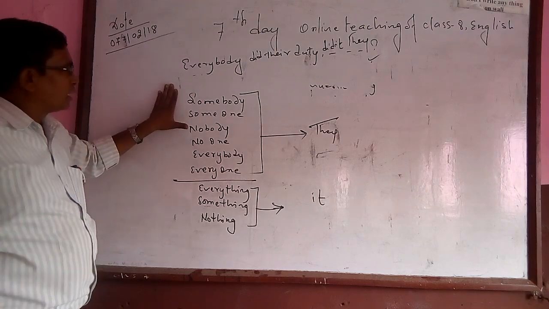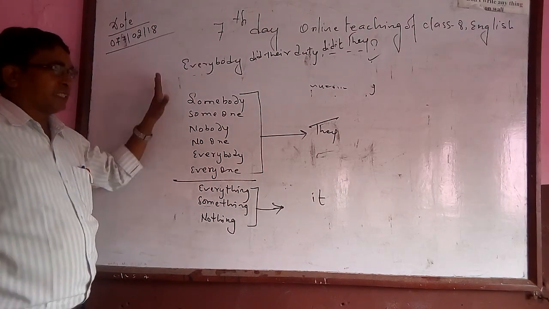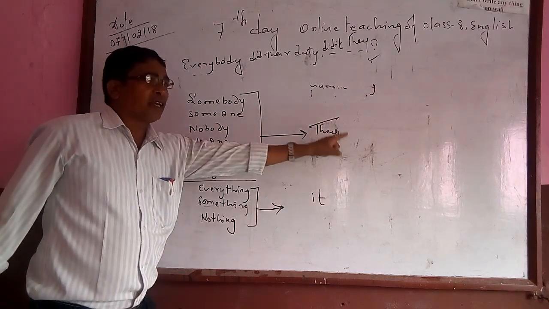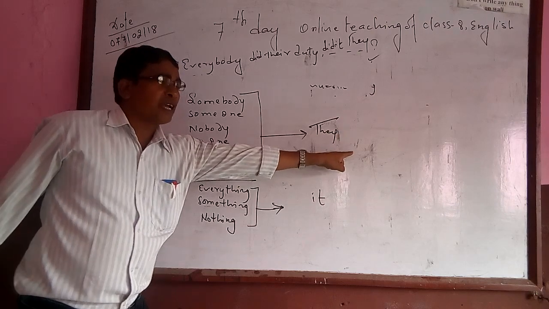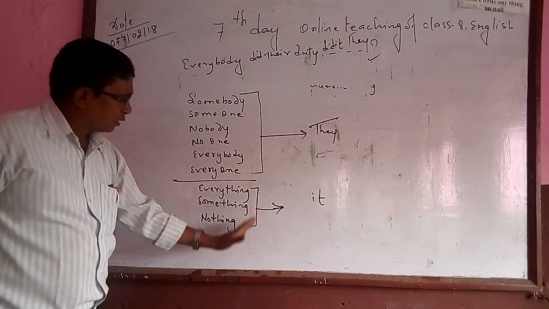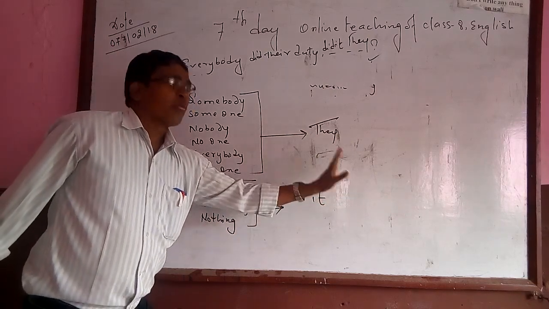In this way, if there is somebody, someone, or nobody, no one, or everybody, everyone in a statement as a subject, then instead of that in the question tag you can write only one pronoun, that is they. Likewise, if there is everything, something, nothing, so instead of something, everything, or nothing, you can write here it as a pronoun.